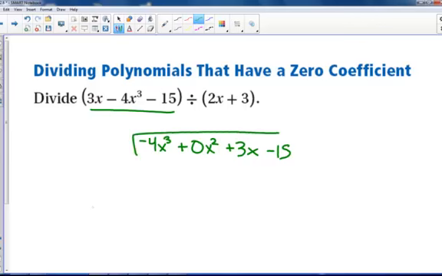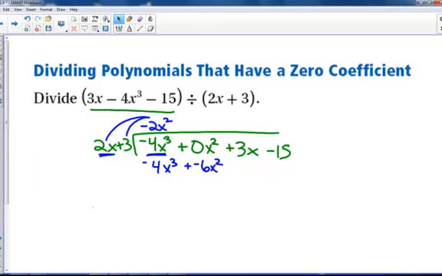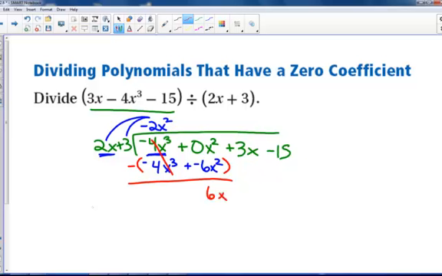Long dividing with 2x plus 3. 2x times what gives negative 4x cubed? That's a negative 2x squared. Negative 2x squared times 2x is negative 4x cubed. Negative 2x squared times 3 is negative 6x squared. Subtract the whole thing. 6x squared, bring down the 3x. We're getting a positive 6 because a negative negative is a positive, minusing a negative.